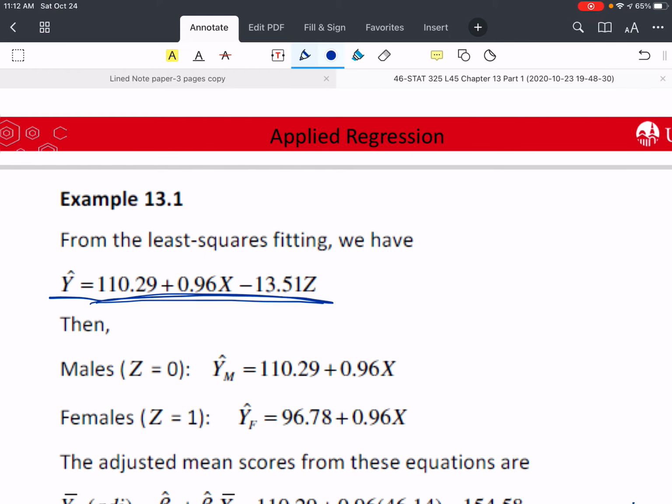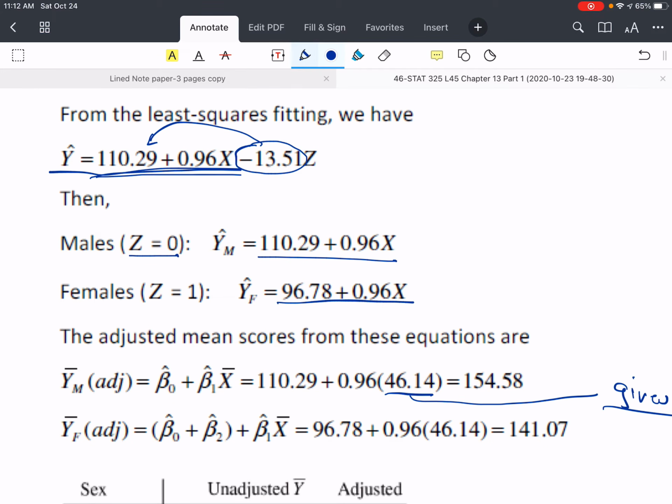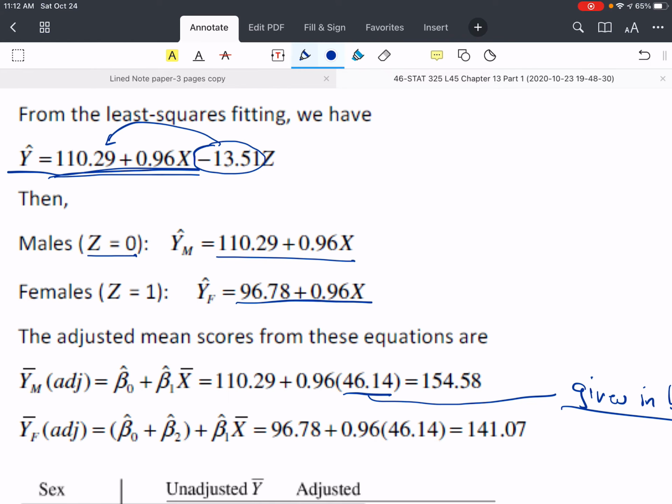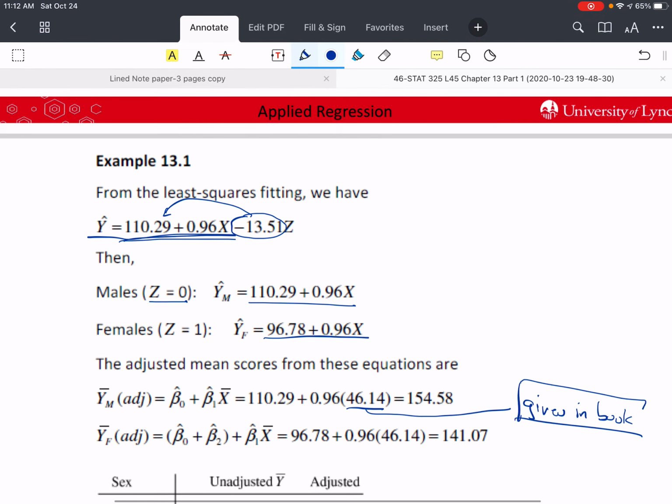So when z equals 0, this term goes away and we're left with this. When z equals 1, this term with z in it just becomes the negative 13.51. We add that to 110 and we get the same slope but an intercept of 96.78. So the adjusted mean scores from these equations are given by plugging in the mean, and this value was given in the book. So we're plugging in the mean value for x bar, 46.14, and we get the total of 154.